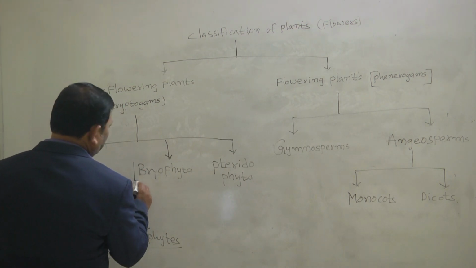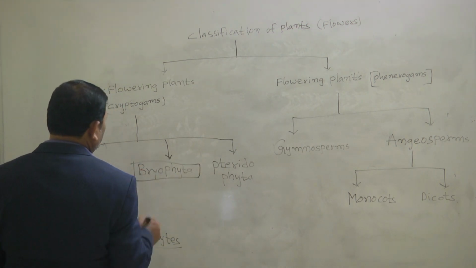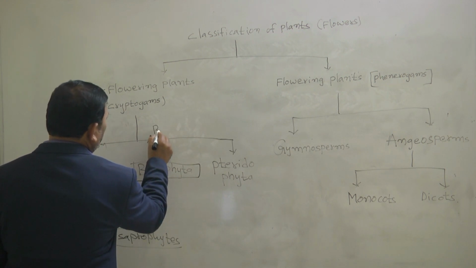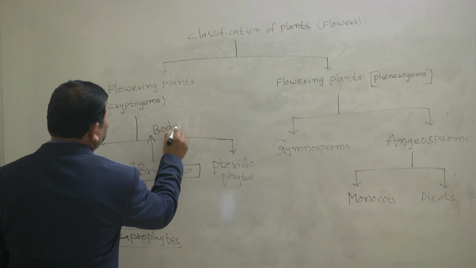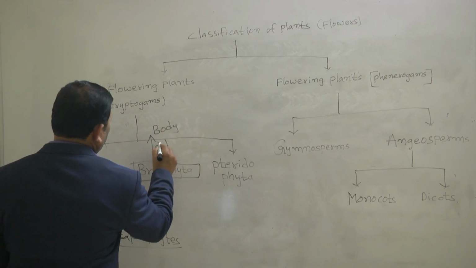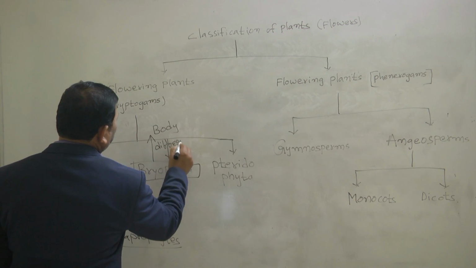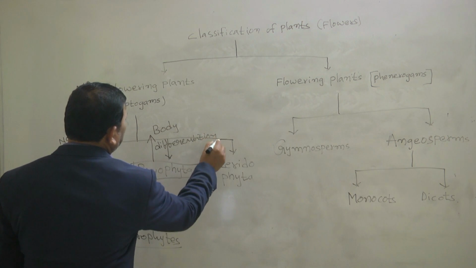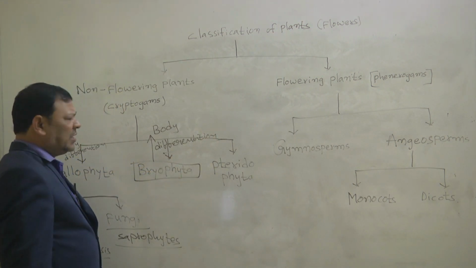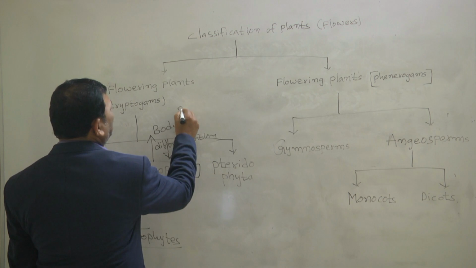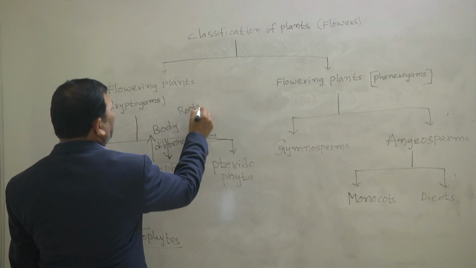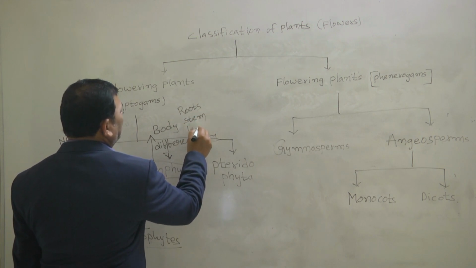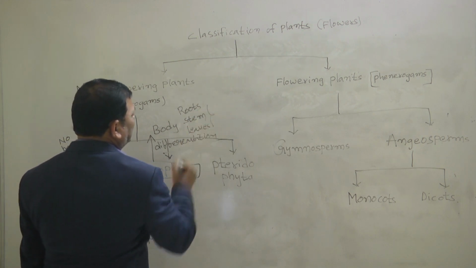Second one is the Bryophyta. In Bryophyta we can see body differentiation. That means roots are present, stem is present, leaves are present. Like that, body differentiation.